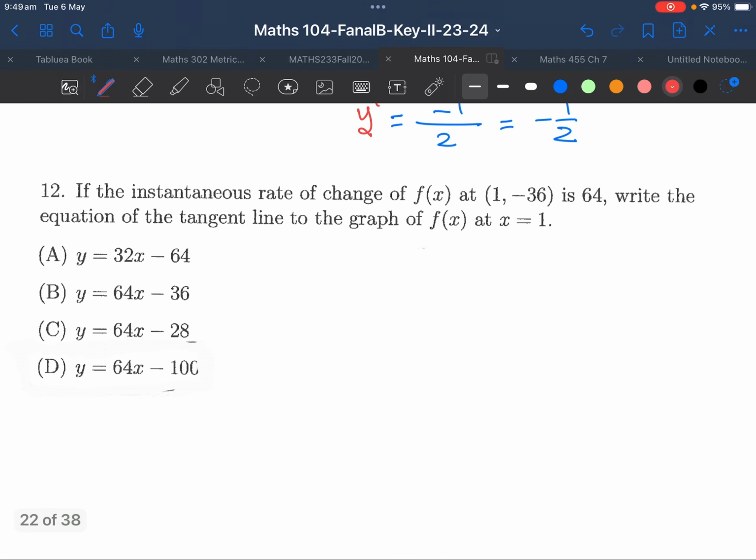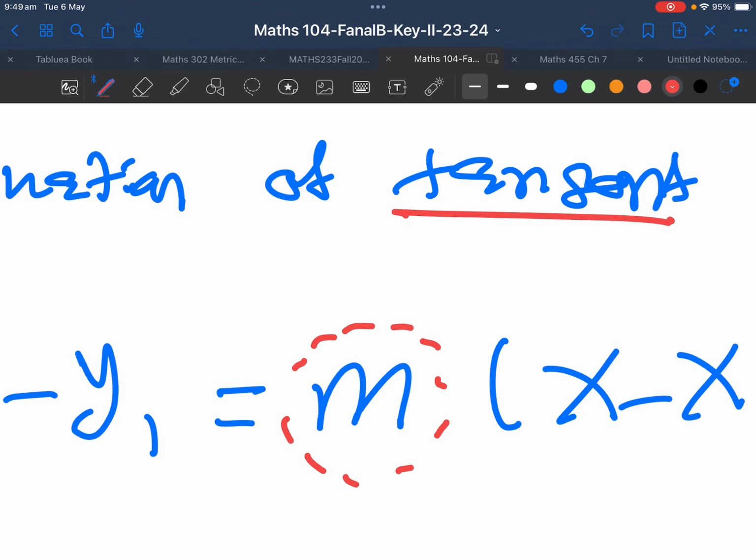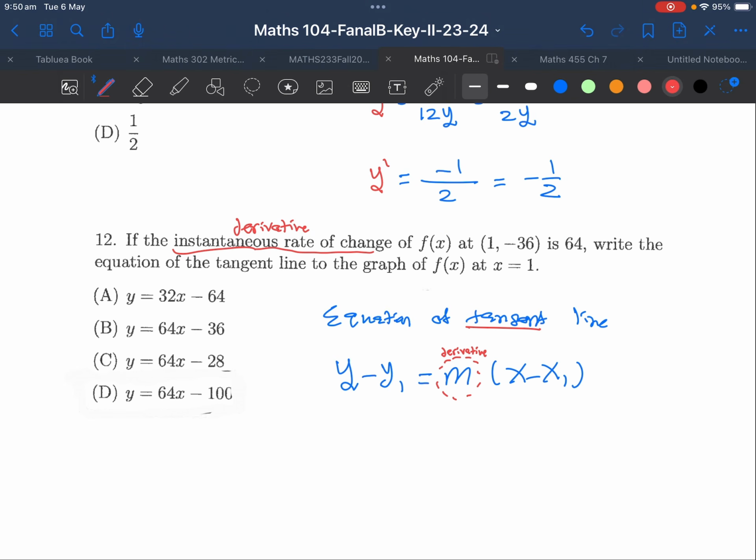Next question, we are given the instantaneous rate of change. Remember, this is another way of saying I'm giving you the derivative. So I'm giving you the derivative and I want the equation of the tangent line. Can I remind you what the equation of a tangent line is? Well, the equation of a tangent line is the same as the equation of any line: y minus y1 equals m times x minus x1. However, because of the word tangent, this m should be the derivative. That's the only difference between a tangent line and any general line. So this is just the derivative.